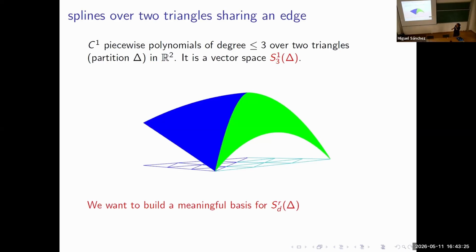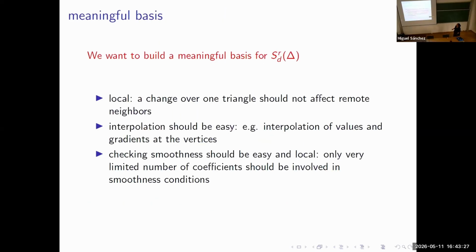All right, so what's a meaningful basis for us? And again, Carlos said a little bit about that, Tom said a little bit about that. It's local. In other words, if we are changing the construction over one triangle, or in general could be something else, but one piece of domain, then it should really affect only the closest neighbors, or even nothing at all, which is impossible, of course.